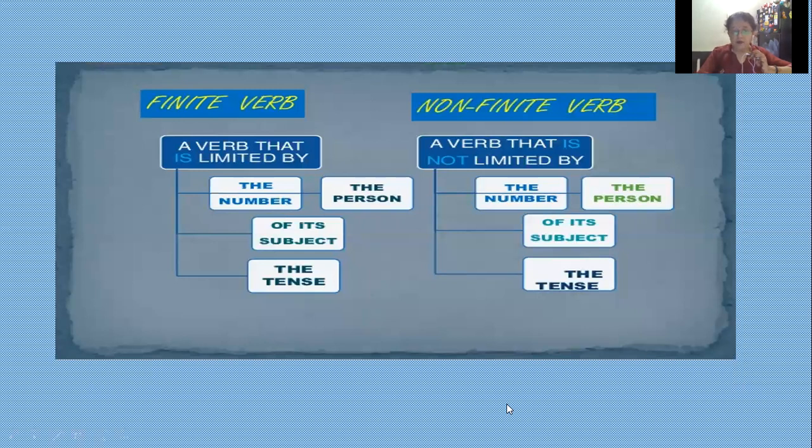So finite verb, the difference is, if I'm going to summarize it, a verb that is limited by the number and person of its subject and the tense. But a non-finite verb is a verb that is not limited by the number, the person of its subject, and the tense.